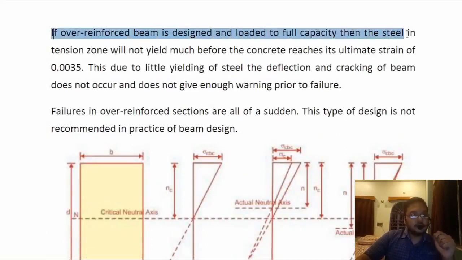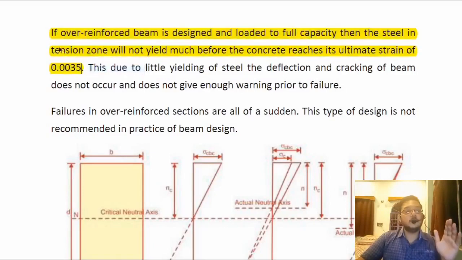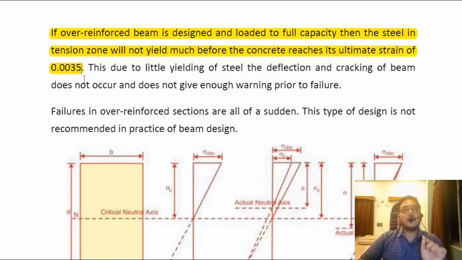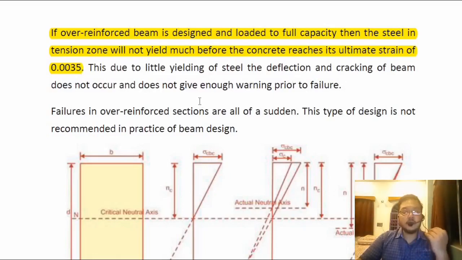If an over reinforced beam is designed and loaded to full capacity, then the steel in the tension zone will not yield much before the concrete reaches its ultimate strain of 0.0035. I will read this sentence again: if an over reinforced beam is designed and loaded to full capacity, then the steel in the tension zone will not yield much before the concrete reaches its ultimate strain of 0.0035. Due to the little yielding of steel, the deflection and cracking of the beam do not occur and do not give enough warning prior to failure.